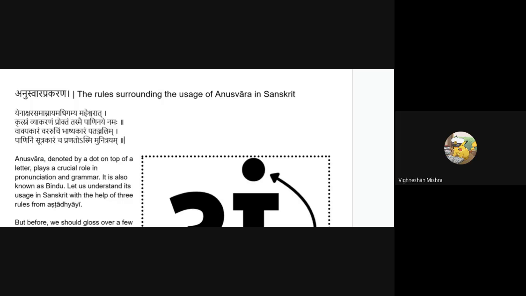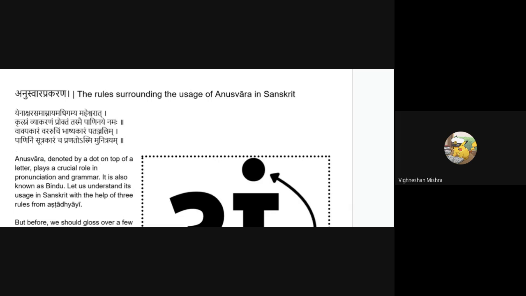So, to Vakyakara Vararuchi, the commentator, and to the Bhashyakara, on whom Vararuchi commented. Bhashyakara is more of an elaborate explanation, Bhashya, and the Bhashyakara is Patanjali. And to the Rishi Panini, who gave the sutras, to these three munis, my namaskar, my pranamami, pranatosmi munitrayam. So, from here we'll begin.